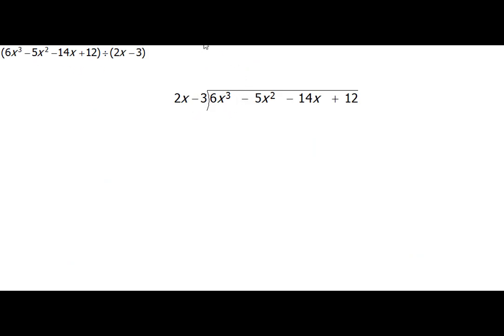Okay, so now you want to pause the video and try this problem with long division. Once you finish, come back, see the solution, and make any corrections you need to make in a different color.